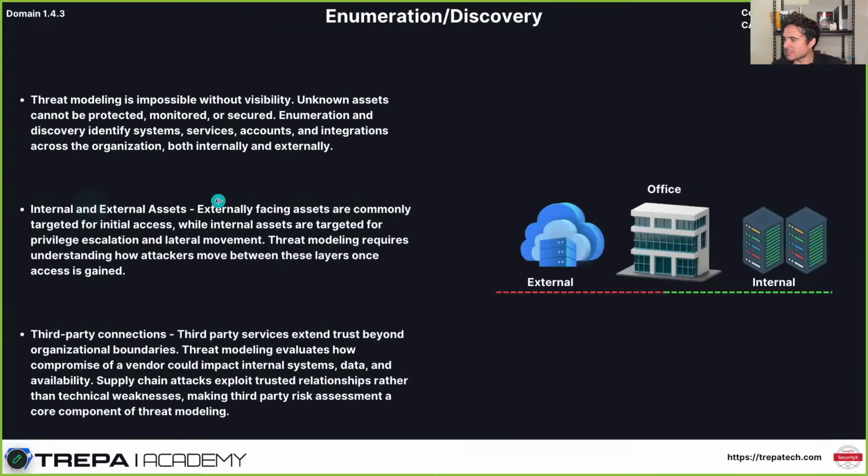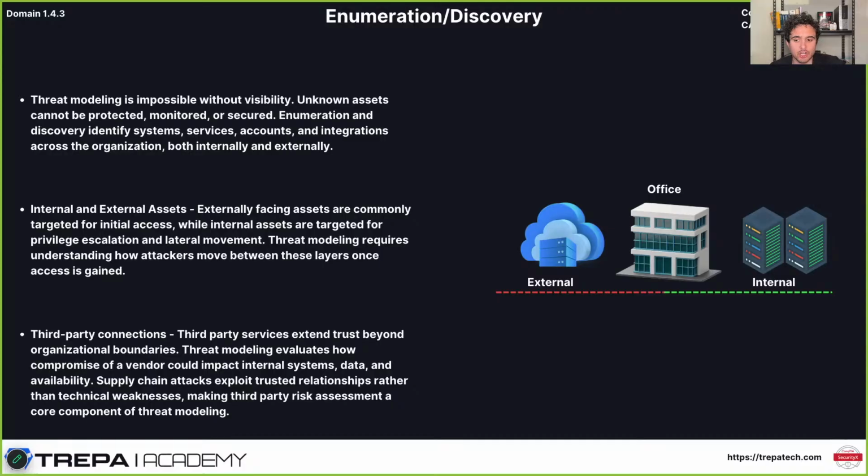Okay, enumeration and discovery. So threat modeling is impossible without visibility. We can't begin to reduce attack surface, build threat modeling tactics and techniques and threat hunting techniques unless we know what we have. And we have to know where it sits. Is it internal? Is it external? Do we have remote workers over here? So internal and external assets.